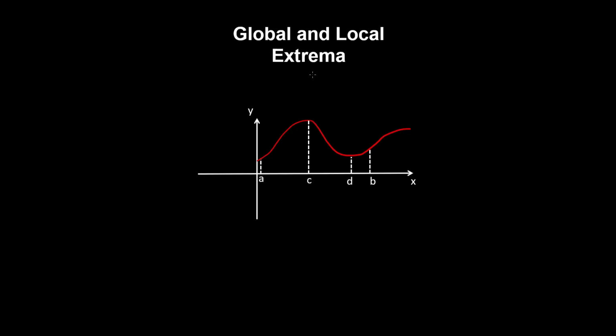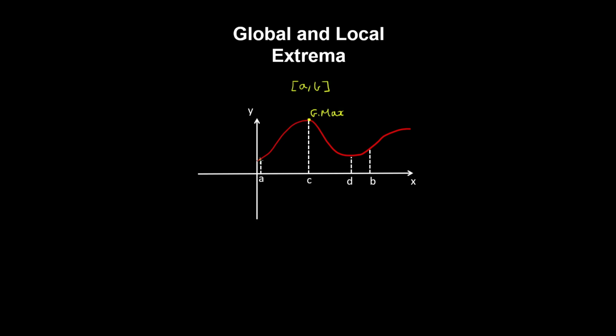Let's visualize global and local extrema. So if we're looking at the function in a closed interval from a to b, we can observe that there's a global maximum or an absolute maximum. So all the function values are less than this value.